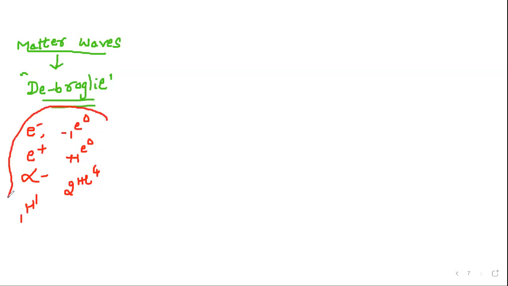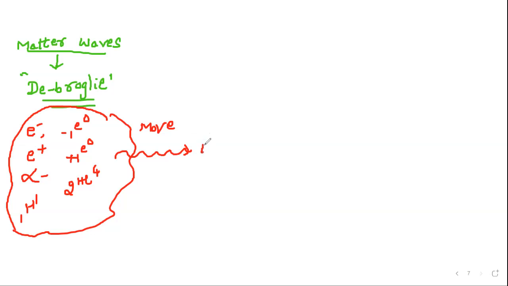Whenever these minute particles move in a medium, they are going to disturb the medium. What is that disturbance called? Waves. These waves we call matter waves. So matter waves are the waves associated with moving particles like electron, proton, alpha particle, like that.